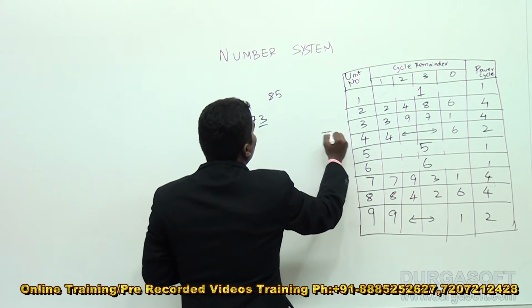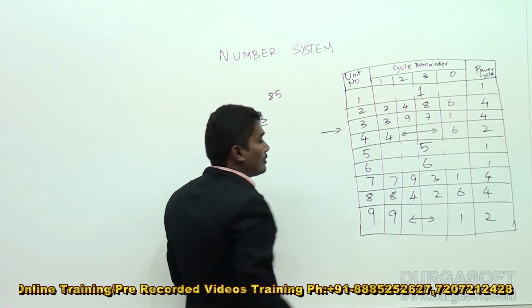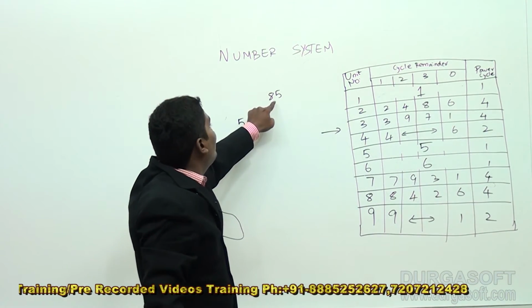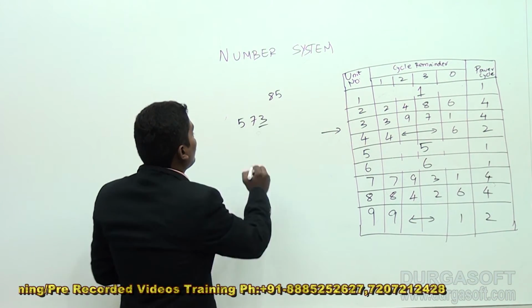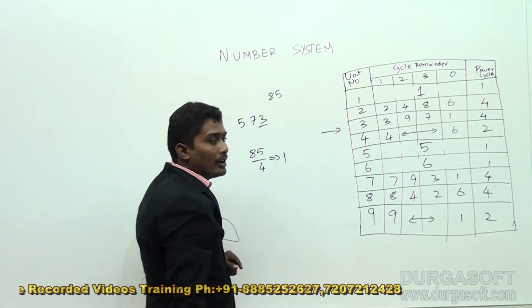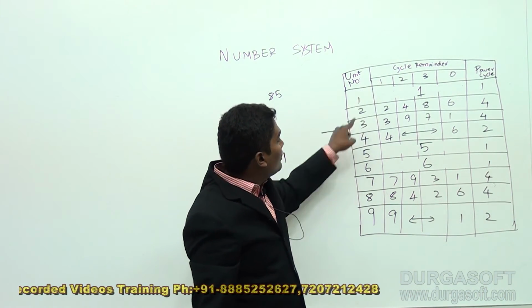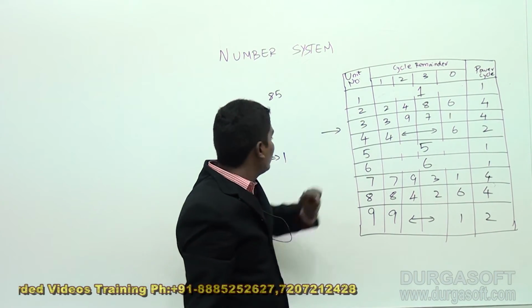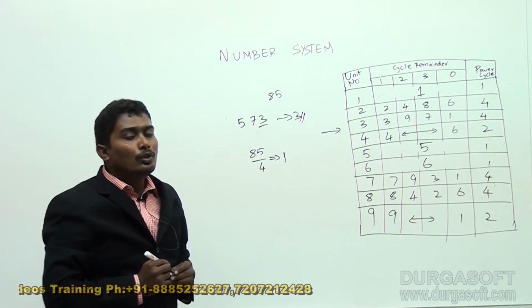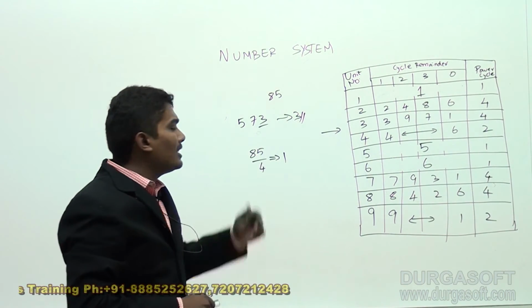The first thing I'll do is look at the 3 section here. Here I get the power cycle as 4, which means you divide the power by 4. So 85, I'll divide it by 4. I'll get a remainder of 1. When 1 is the remainder, 3 power 1 is 3, so the answer here will be 3 itself. So using this cheat sheet, I can answer questions like this.